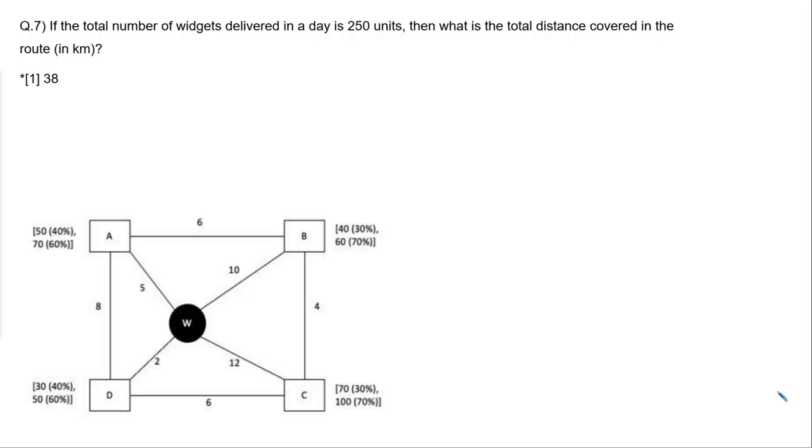In the next question, question number 7, the total number of units delivered in a day is 250. Then we need to find the total distance traveled. So over here, the total requirement at location A is going to be 50 or 70. There is a difference of 20. At location B, the requirement is 40 or 60. At location C, the requirement is 70 or 100. And at location D, the requirement is 30 or 50. We want this addition to be 250.